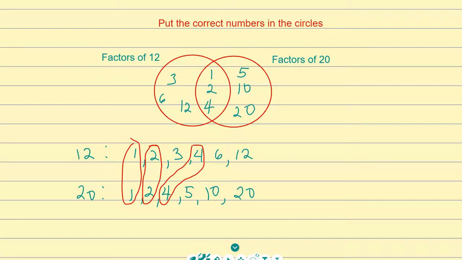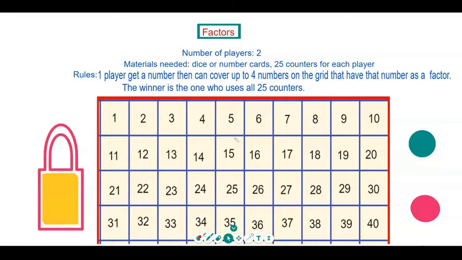Now, after this, we're going to have a little game on finding factors of numbers. This is a quick game on factors. The number of players needed is 2. Materials needed: dice or number cards, and 25 counters for each player. The rules are that one player gets a number, then can cover 2 to 4 numbers on the grid that have that number as a factor. The winner is the one who uses all 25 counters.